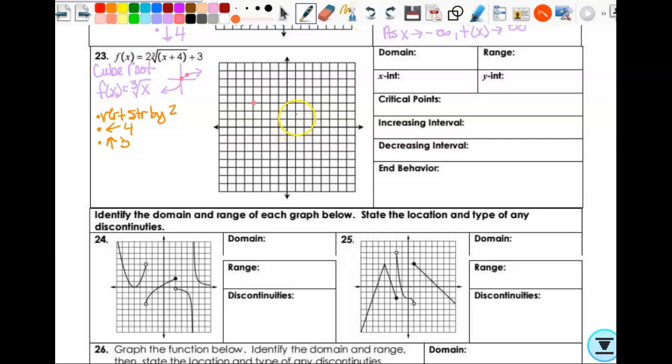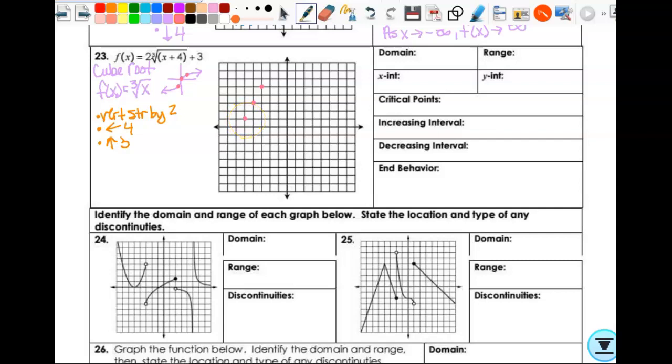1, 1. Vertical stretch by 2. Go to the left 4 and up 3. I have a point right there. Then I'm going to go to negative 1, negative 1. Vertical stretch by 2, so my y value becomes negative 2. Then I go to the left 4 and up 3.